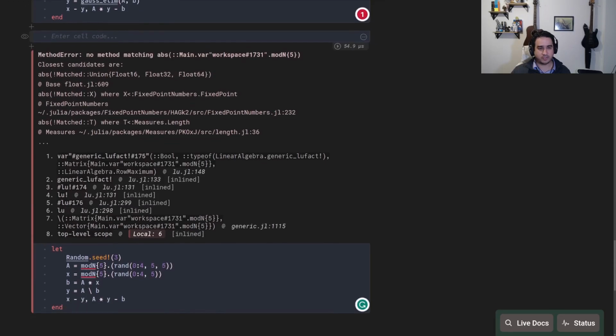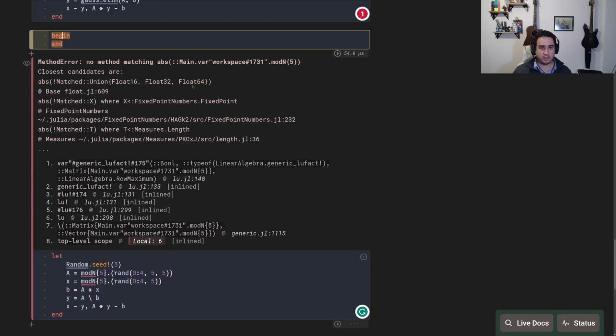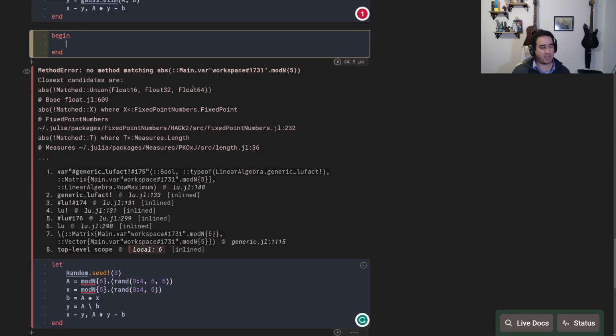So the first function that we need is the ABS function. ABS is the absolute value of our mod n. Well, if the numbers are only positive, if you only consider numbers between 0 and n minus 1, we can just say that it's gonna be x itself. Okay, so we can do that.